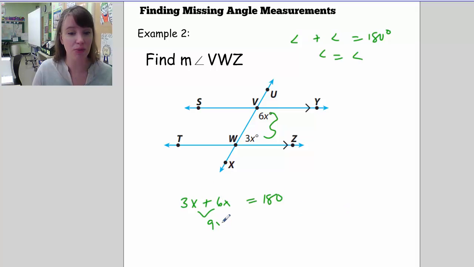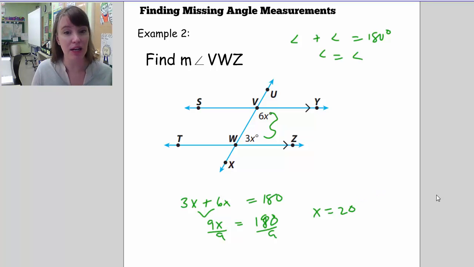So it's very easy for me to solve this equation. This is 180 degrees. Divide by 9, I get x is 20. Now I haven't answered the question yet because I want to answer what is the measurement of this angle. I only have found what x is.